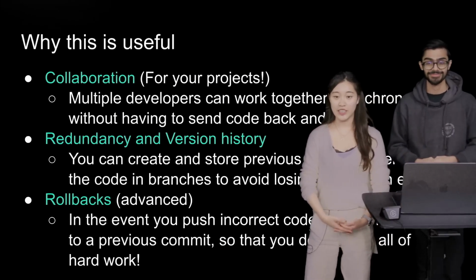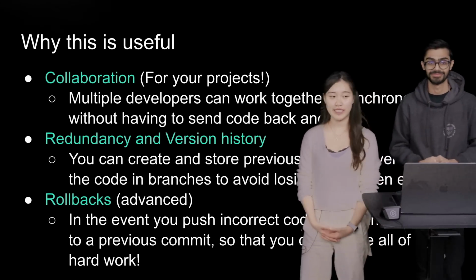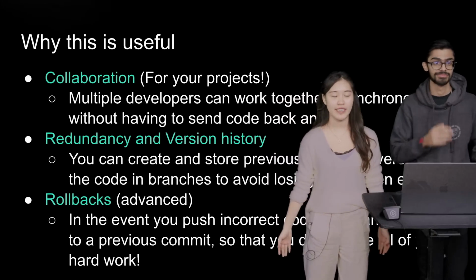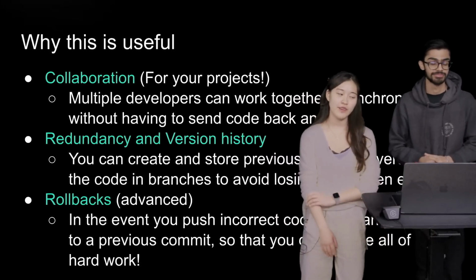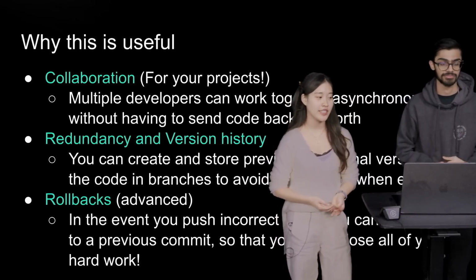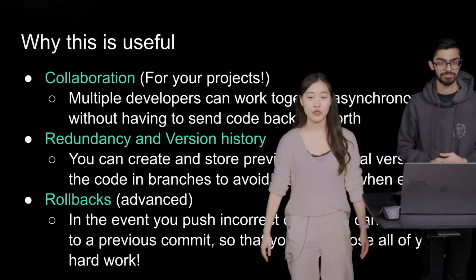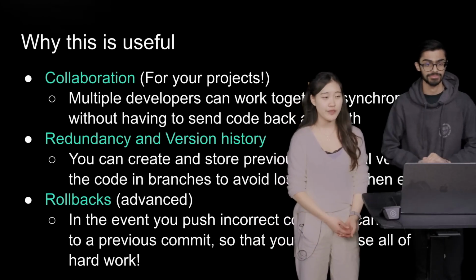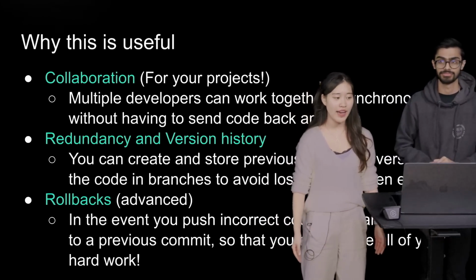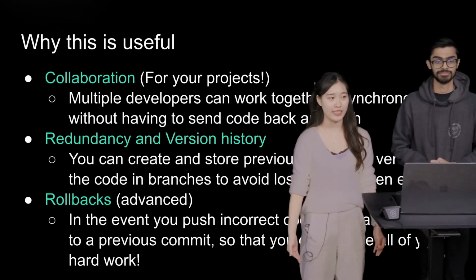So we actually talked a lot about GitHub and different Git commands, but let's just talk about why all this is useful and why GitHub and Git are so important to us. First of all, as we emphasized, collaboration for your projects. GitHub essentially allows multiple developers to work together, and you don't have to be in the same room together, and you don't even have to be on the same local repository together. You can all work on this asynchronously without having to send code back and forth in a complicated manner.